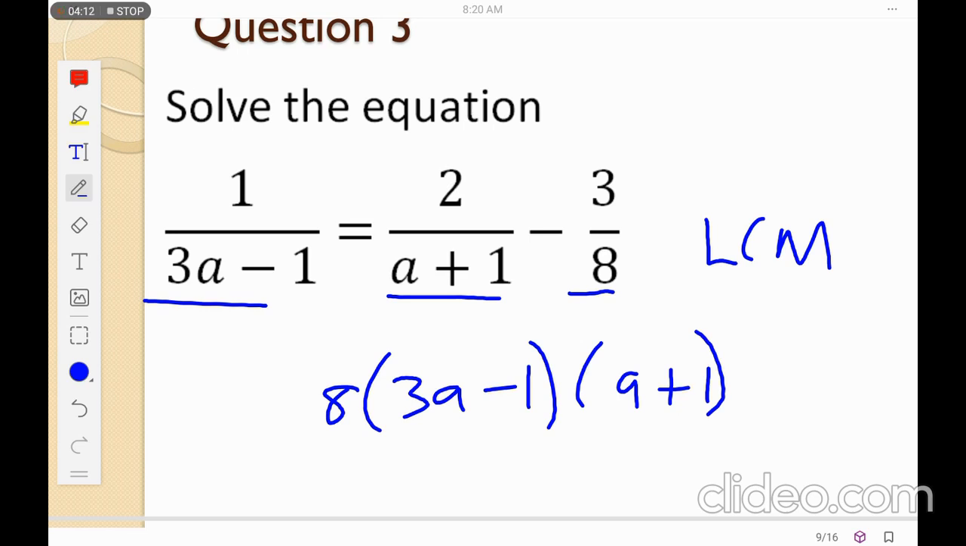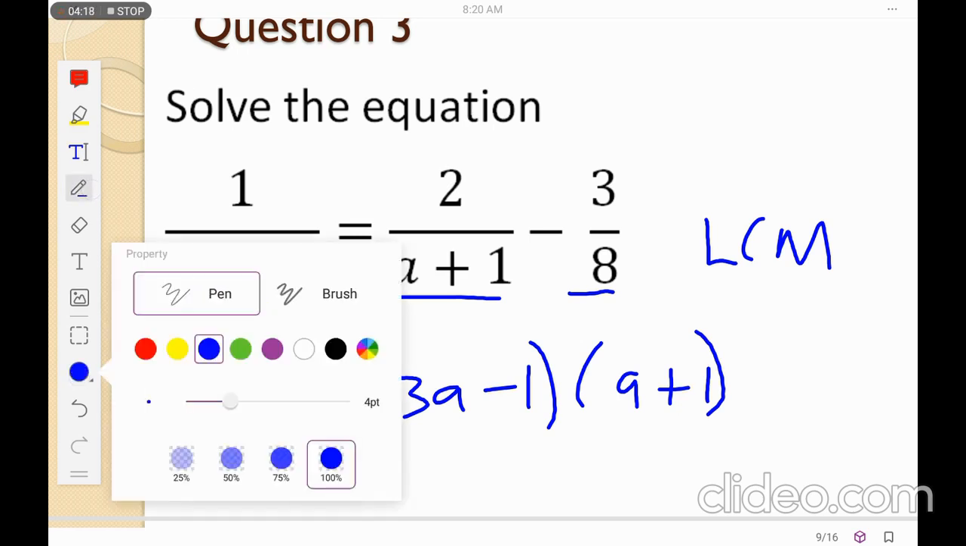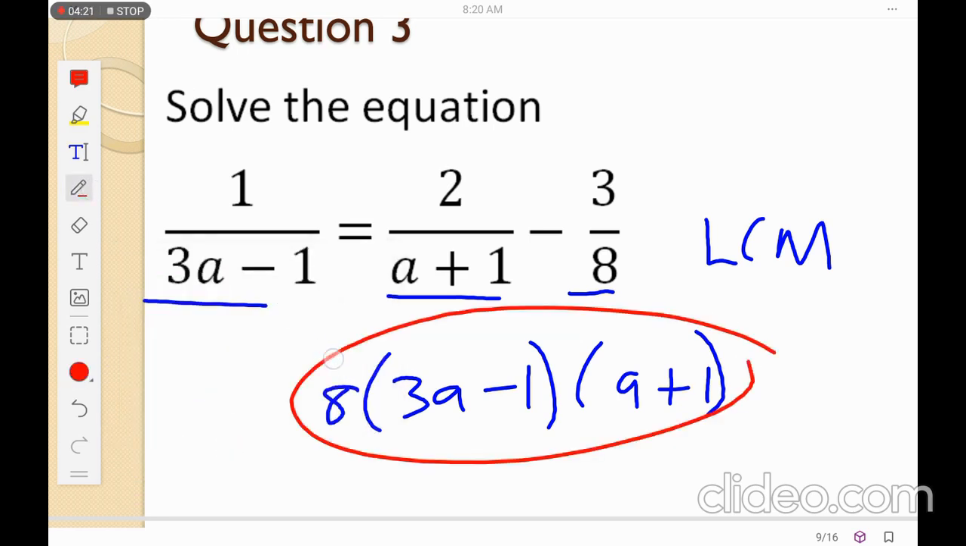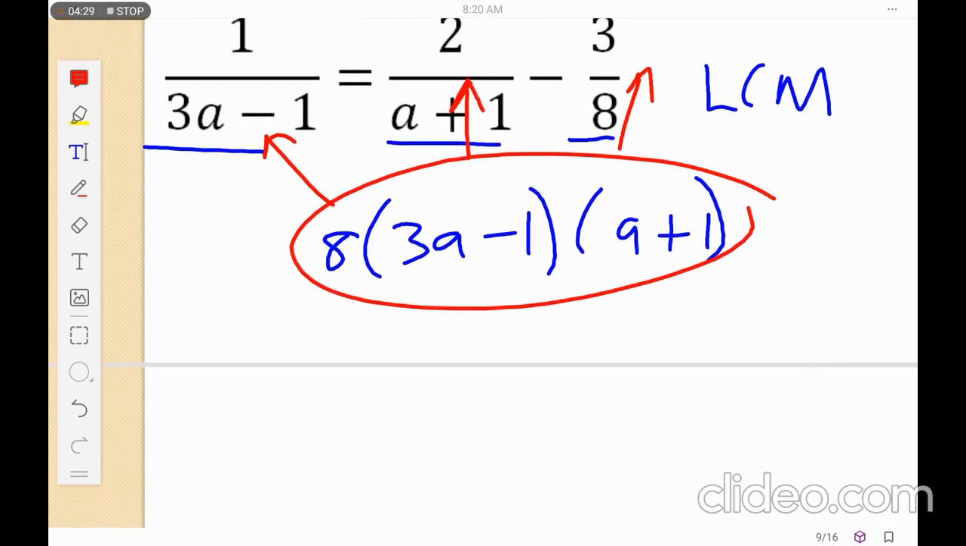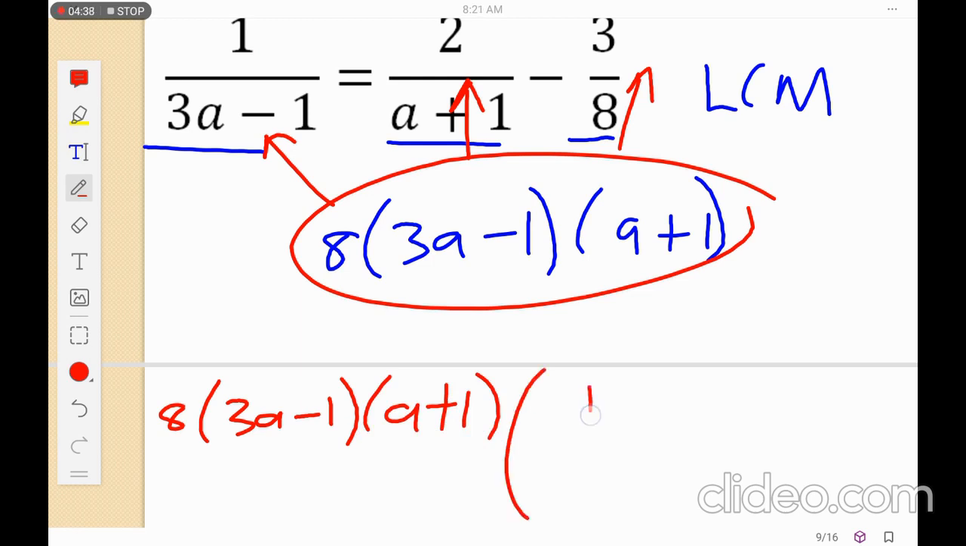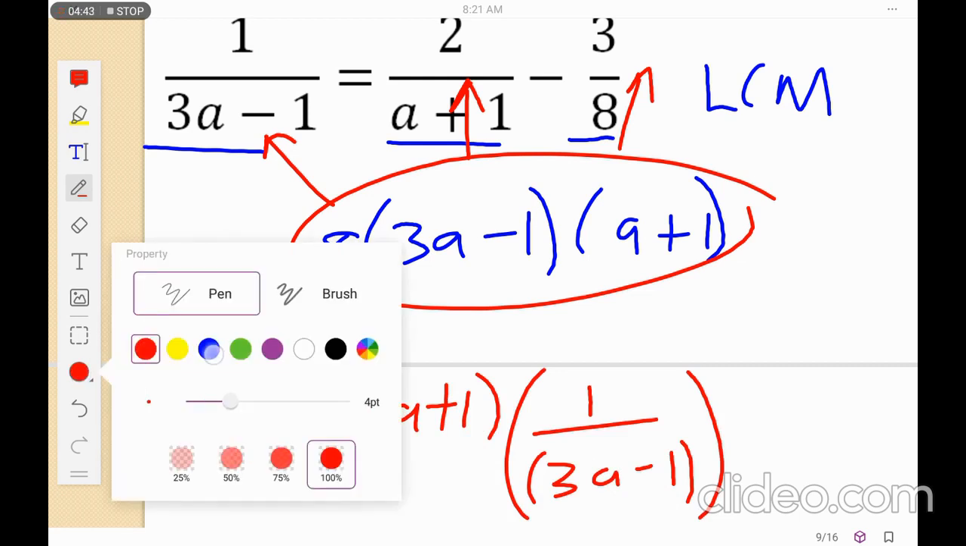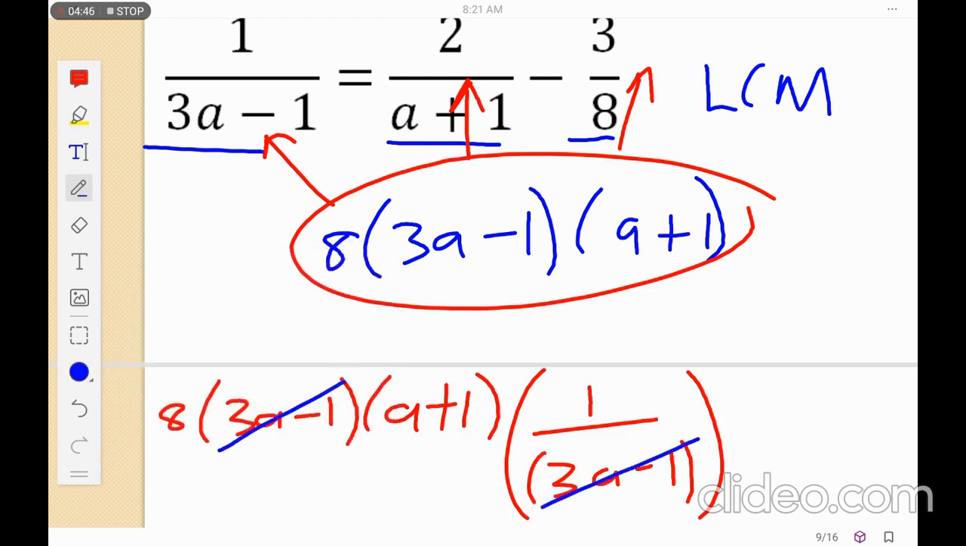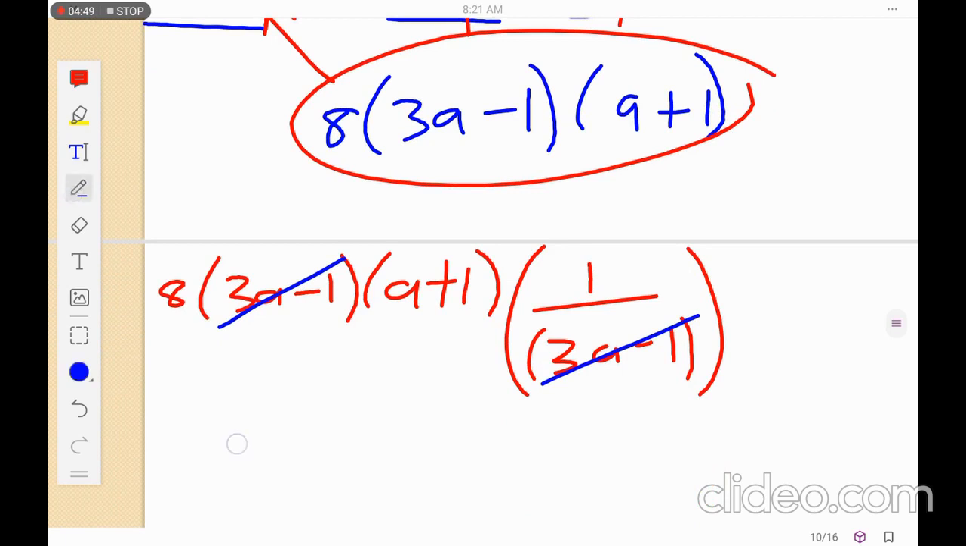I'll multiply every item with this. So I'll multiply for this one, then go to this one, and then this one, and see what I'll get. For the first one, I can multiply 8 by 3a minus 1 by a plus 1 by 1 over 3a minus 1. So if I do that for the first one, this one will cancel off with this one, and I'll remain with an 8 and a plus 1. That's for the first one.